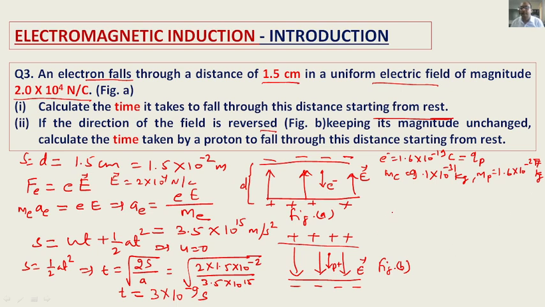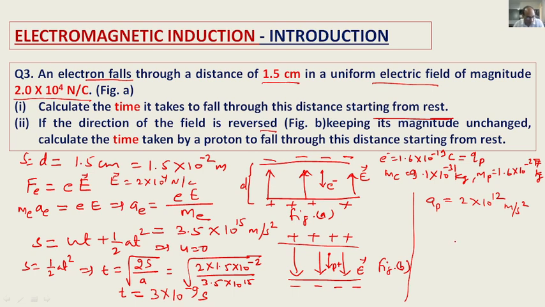Now a similar case will be there when we are finding for proton. When we find for proton, all the process will be the same, only acceleration will be different. So in that case, acceleration of proton will come as 2 into 10 power of 12 meter per second square. Acceleration of proton.